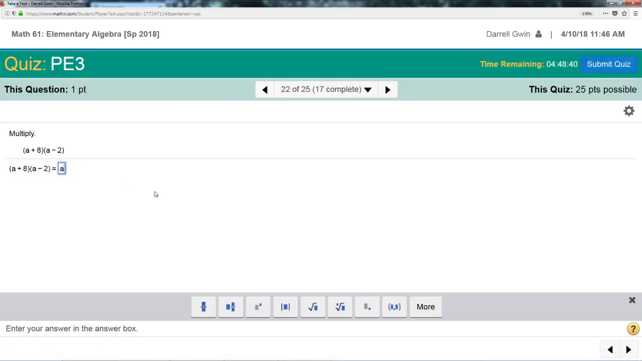FOIL. Front is a squared. Outer is a times negative 2, which is negative 2a. Inner is 8 times a, and the last, 8 times negative 2, is negative 16. We combine the negative 2a and the plus 8a into a plus 6a.